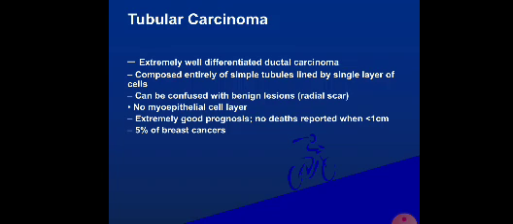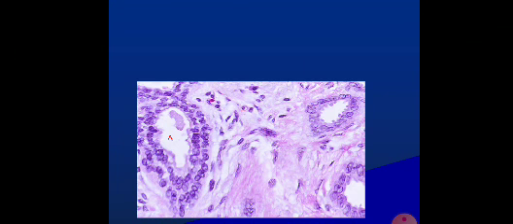In the malignant cases, there is no myoepithelial cell layer. If we stain for myoepithelial cells and get myoepithelial cell lining outside the ductal epithelium, then it's benign. If the myoepithelial cell lining is absent, then we label it as malignant. It has an extremely good prognosis, with no deaths reported when less than 1 centimeter in size. It is 5% of breast cancers.